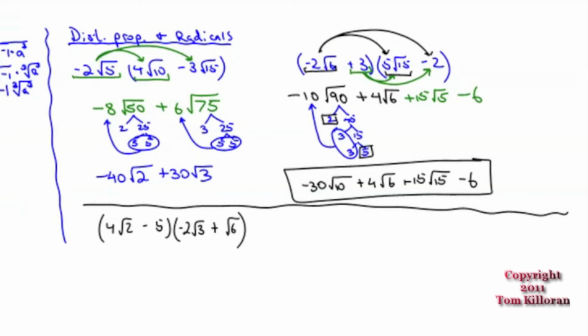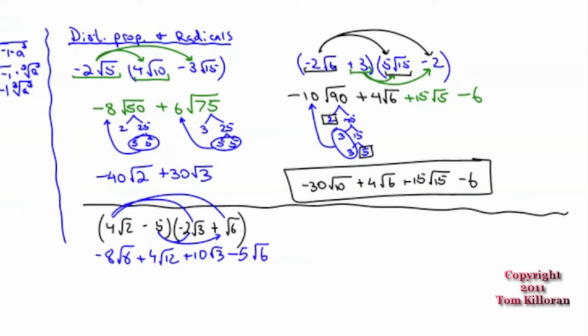You should be done. Did any of the radicals simplify? Okay, I hope so. Let's see here. 4 square roots of 2 times negative 2 square roots of 3 is negative 8 square roots of 6. 4 square roots of 2 times positive square root of 6 is a positive 4 square roots of 12. Negative 5 times negative 2 square roots of 3 is a positive 10 square roots of 3. Negative 5 times positive square root of 6 is negative 5 square roots of 6.